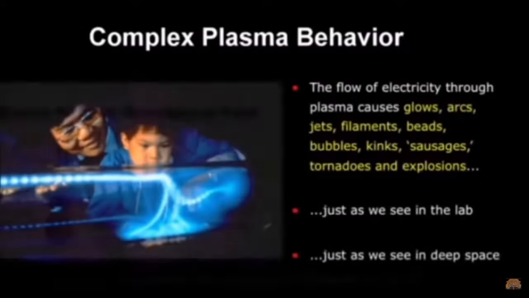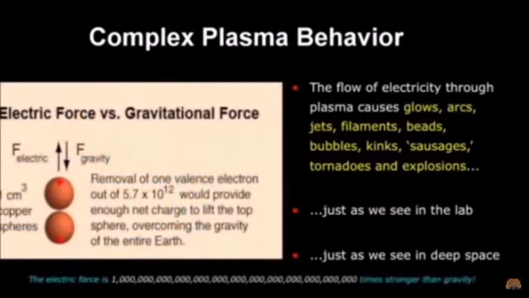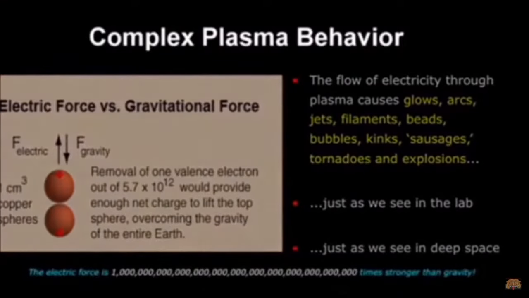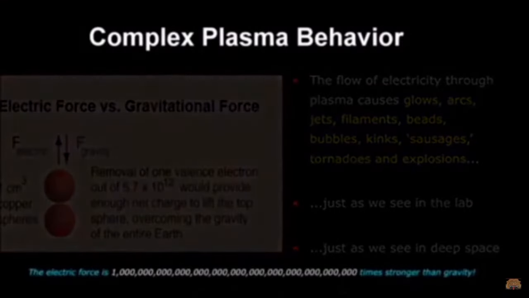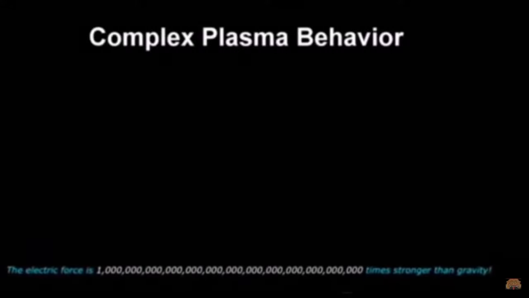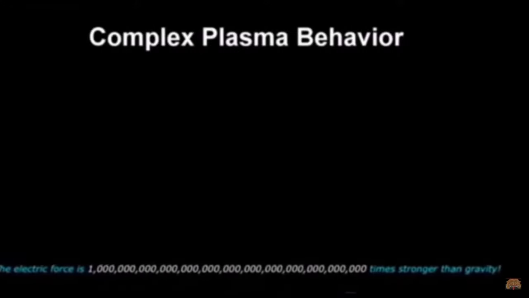Of course, this has been mentioned, the electric force is 10 to the 39 or 10 to the 40 times stronger than gravity. And one of the scientists who was involved with the Velikovskian story early in the piece, Dr. Earl Milton, wrote an article called "The Gravitational Force is Zero," and he used this little example at the bottom. Gravitational force divided by the electric force is 10 to the minus 39, which is as good as zero as you can get.